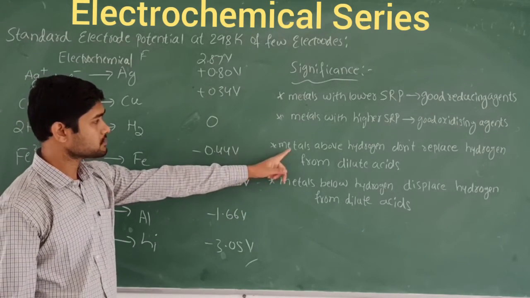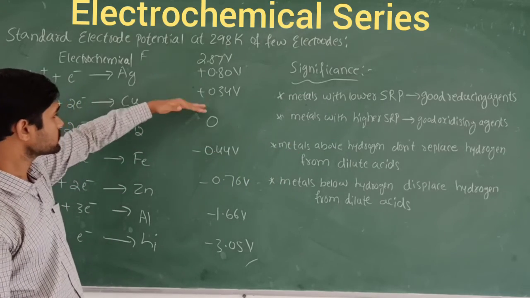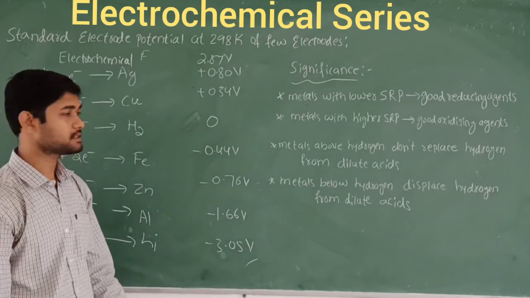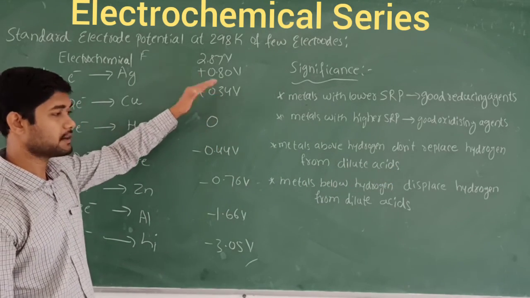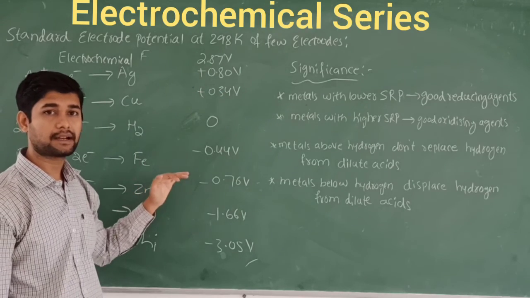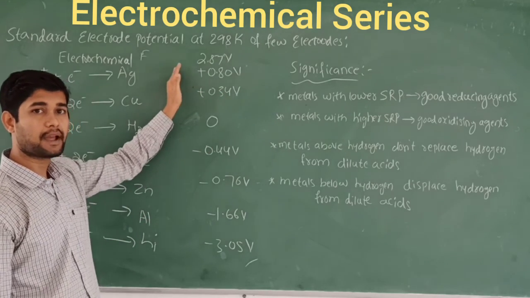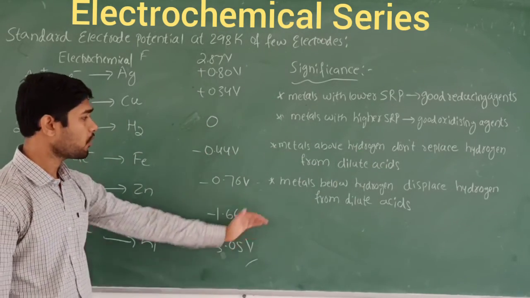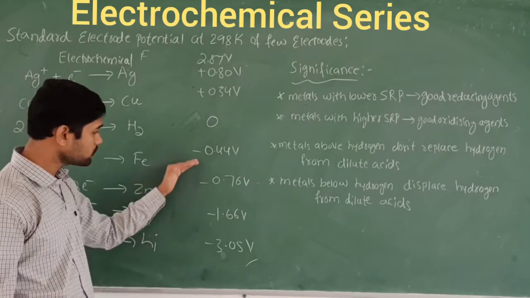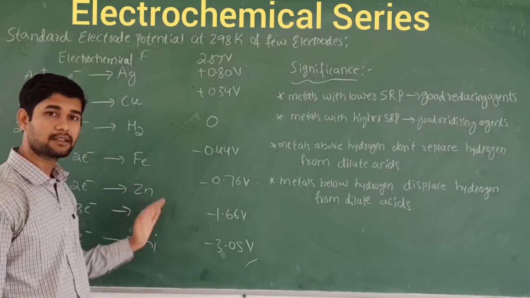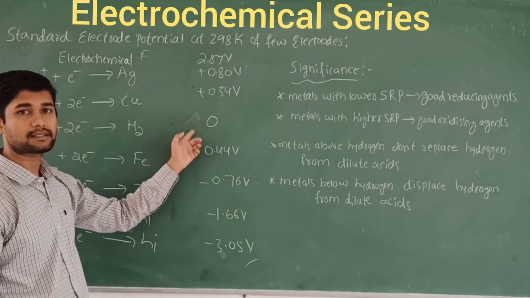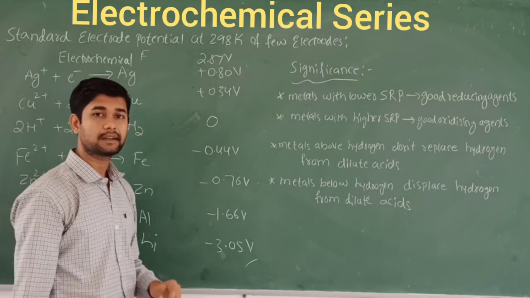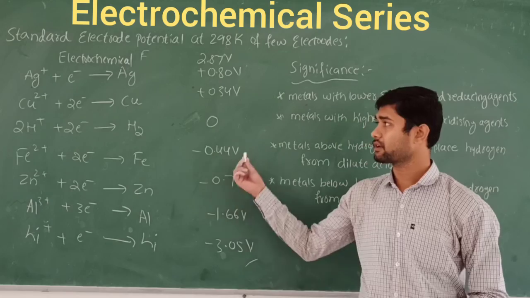And the third one: metals above the hydrogen do not replace the hydrogen from dilute acids. At this stage, hydrogen is going to act as the anode, and these metals act as a cathode. That's why they do not replace the hydrogen from dilute acids. What about the metals below hydrogen? They are going to act as anodes. These negative value metals act as the anode, and hydrogen acts as the cathode. That's why the metals below hydrogen displace the hydrogen from dilute acids. So this is about the electrochemical series.